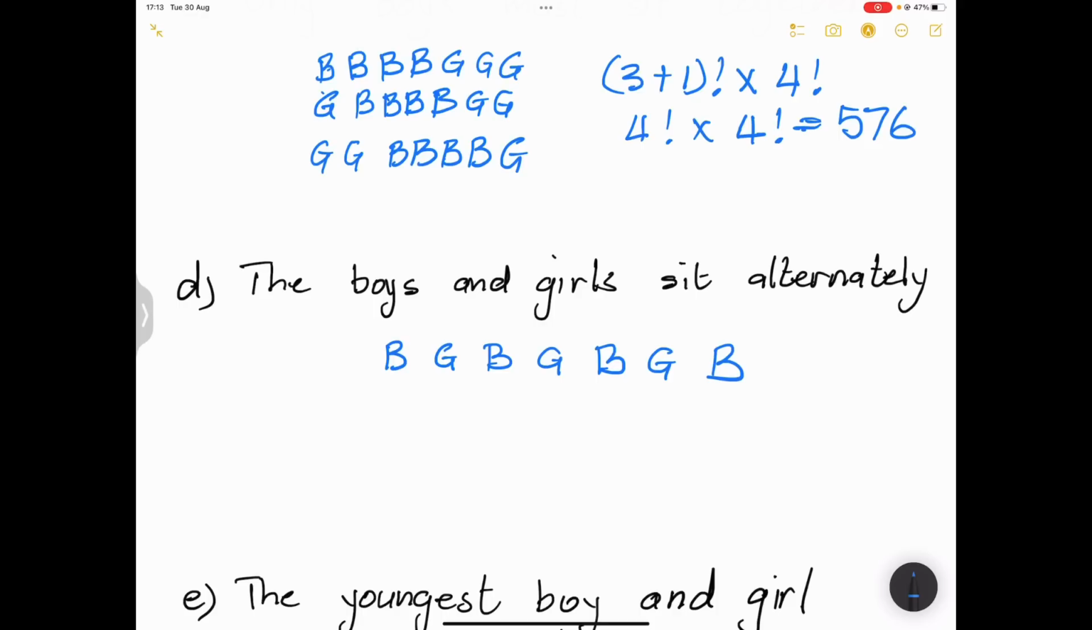So what we are going to do in this case, now please, I want you to notice. In this case, it means that we only have one possibility or one entity in which we can arrange it. But of course, we can change the number of boys.